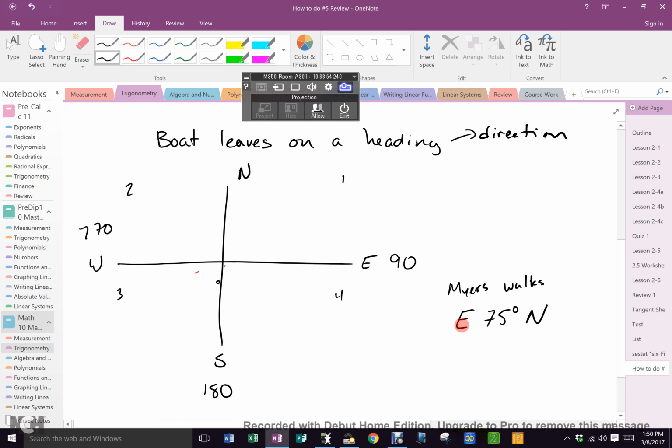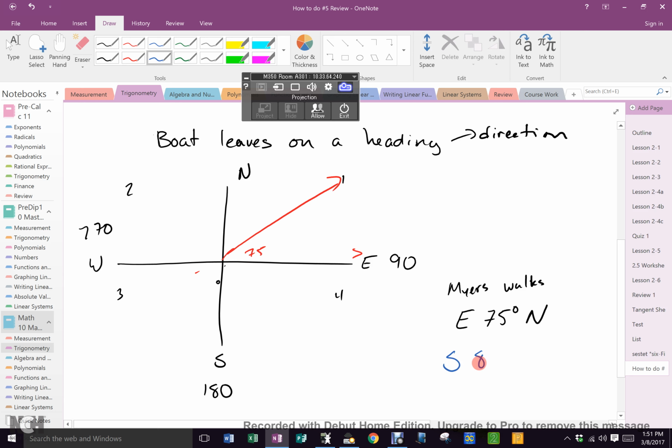Because it says I'm starting east and then I'm doing something north, right? So if I was walking east, I would be walking straight this way, wouldn't I? But I'm not walking east, I'm walking 75 degrees north. So I moved how far to the north direction? 75. So there is where I am actually walking. And what is the angle I am walking at? There's the 75. Cool?